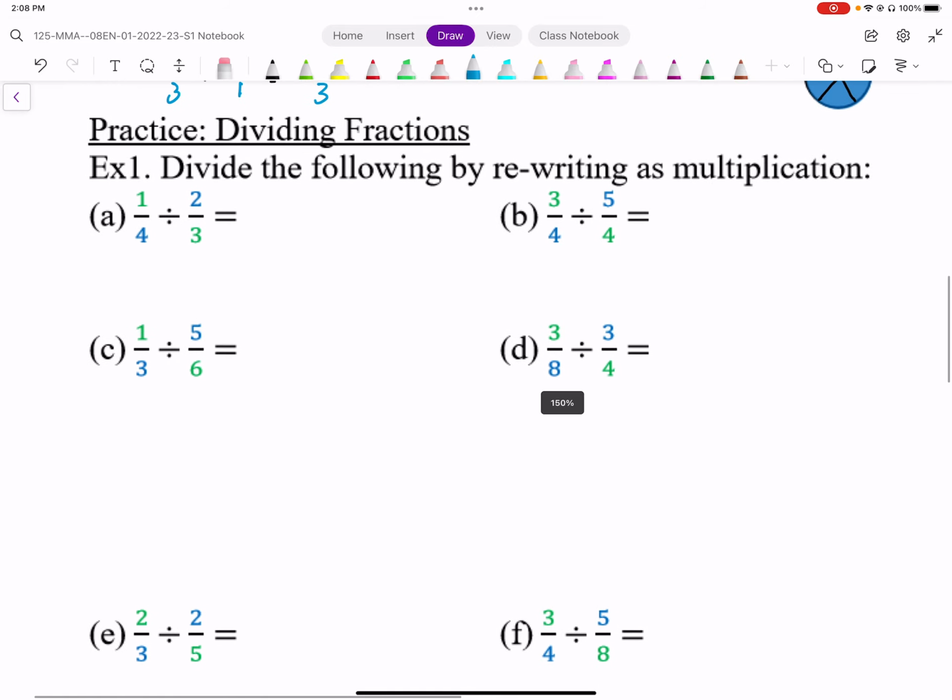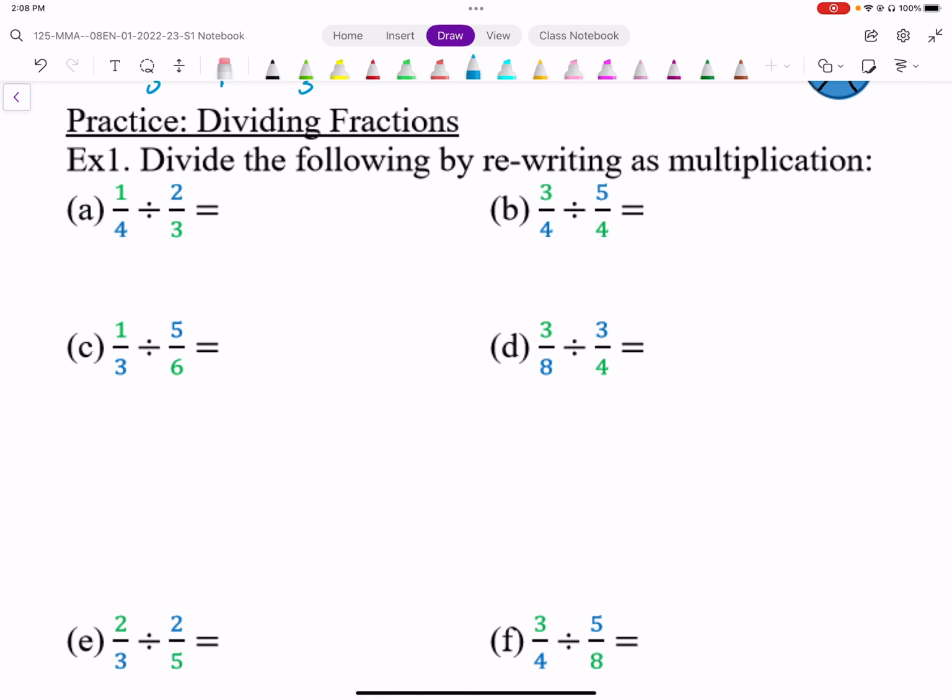So we're going to practice this then. We're going to convert everything into multiplication, and we're going to flip that second fraction. So 1/4 divided by 2/3 is going to be, we're going to convert that to multiplication. We're going to put the 2 in the bottom and 3 on the top. Now it's just a multiplication question, and we end up with 3 over 8.